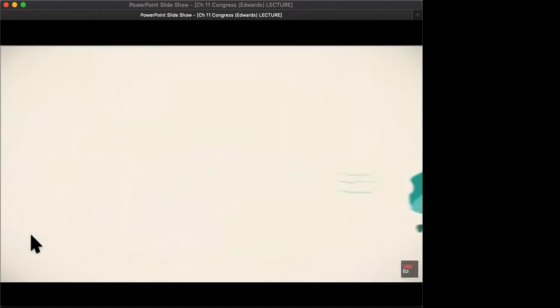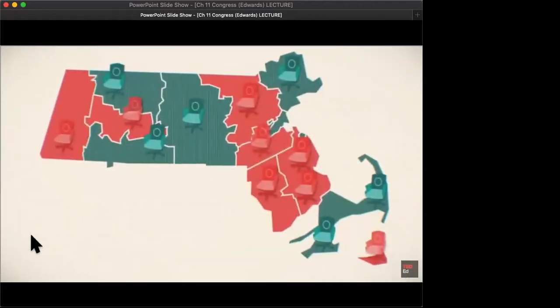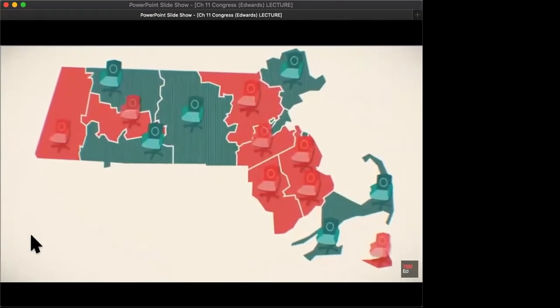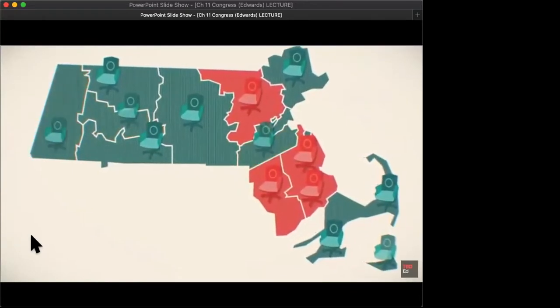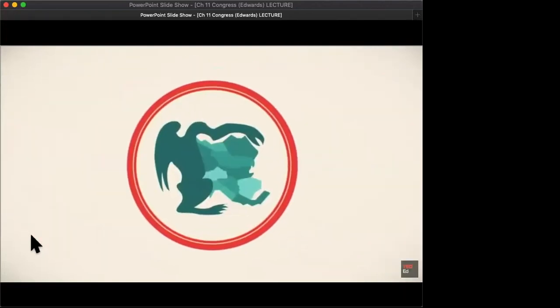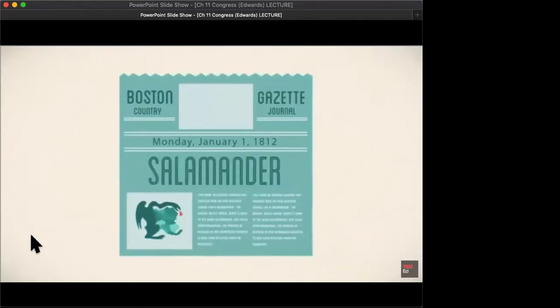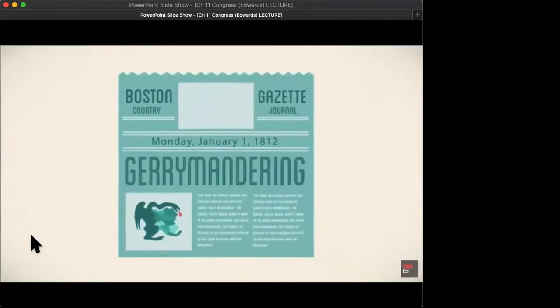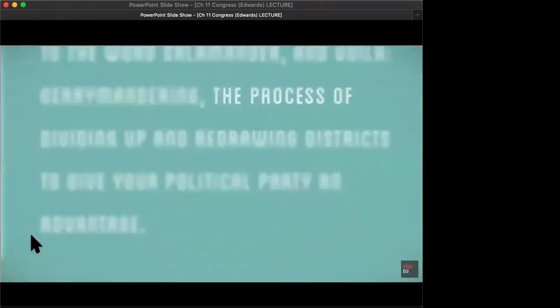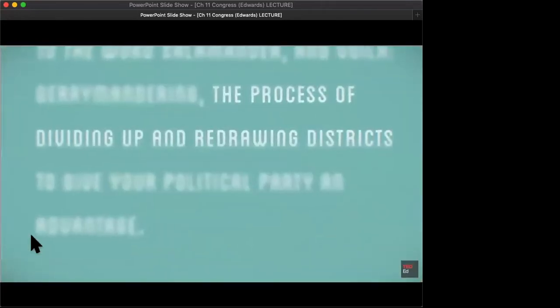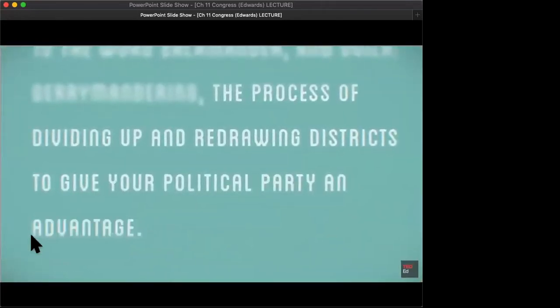The more members of your party who vote, the more likely you are to win an election. The new lines were drawn to include loads of areas that would help Governor Gerry in the future. They were so strange looking that someone said the new districts looked like a salamander. The Boston Gazette added Gerry's name to the word salamander, and voila! Gerrymandering, the process of dividing up and redrawing districts to give your political party an advantage.